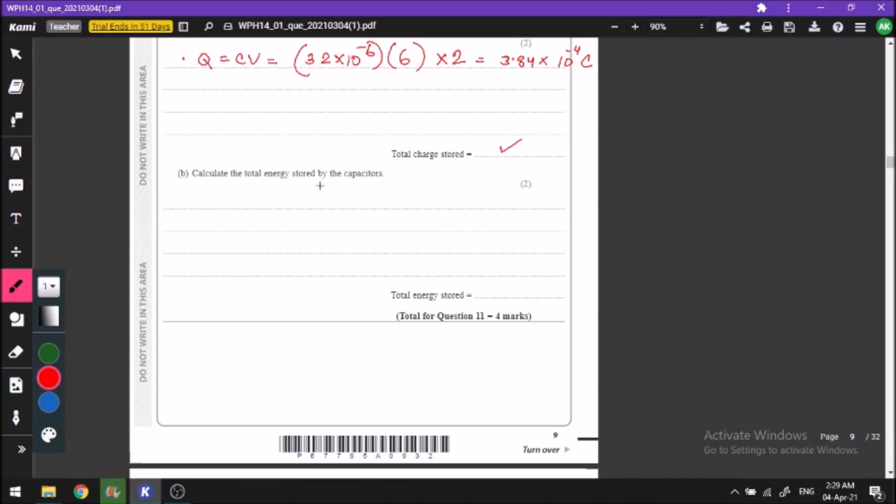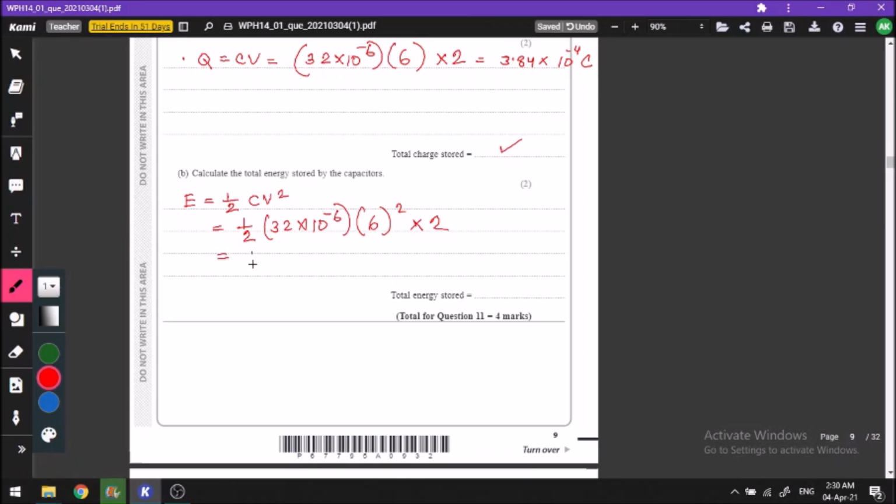Just in case my charge is not correct, I better not use the formula that uses the charge. I'll use the formula that uses capacitance and voltage, because those two things are given by the question and they can't be wrong. So the total energy stored, I will use half CV square, and my capacitance for one capacitor is 32 microfarad, so 10 to the power minus 6, and my voltage is 6 square. And once again you have to multiply this value by 2 because there are two capacitors, and if there were three capacitors you would multiply by 3 and so on.